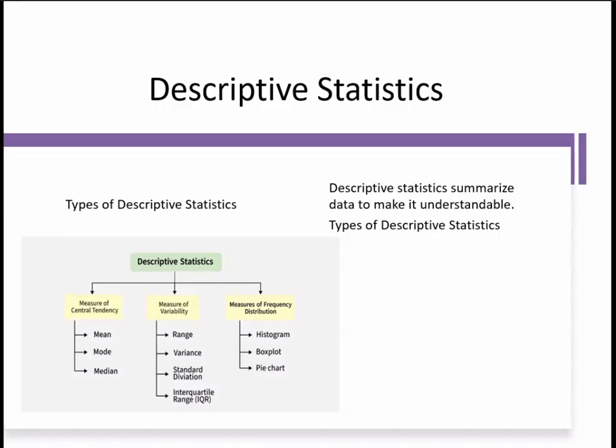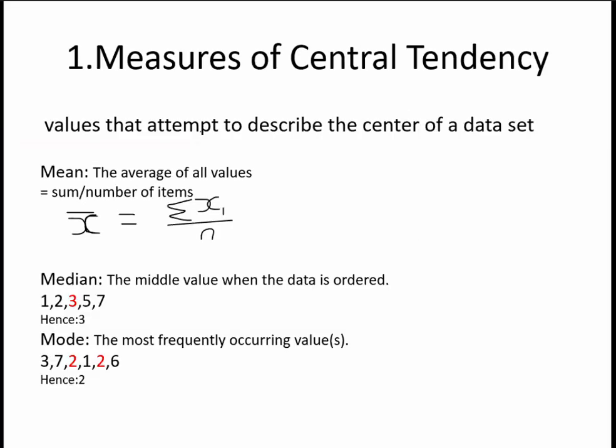The first type that we are going to be looking at is what we call measure of central tendency. Here we're just saying that this value attempts to describe the center of the data set. If you've been given a large data set, a measure of central tendency gives us the center values of that data. Could be one value, could be a range of values. So that's what we look at under measure of central tendency.